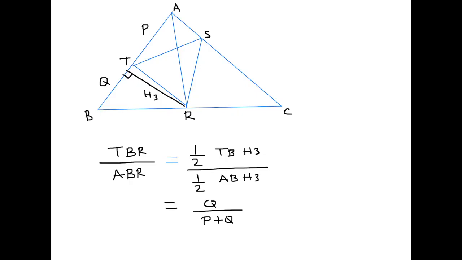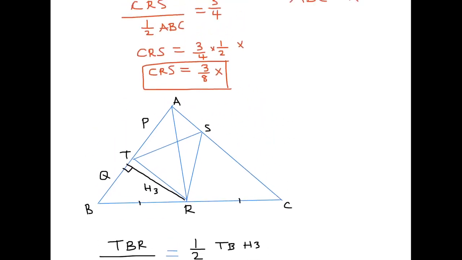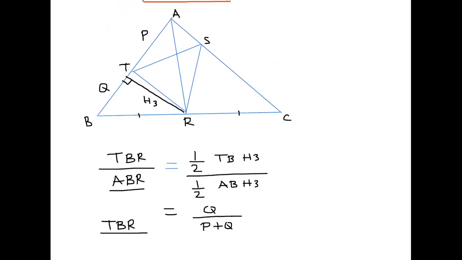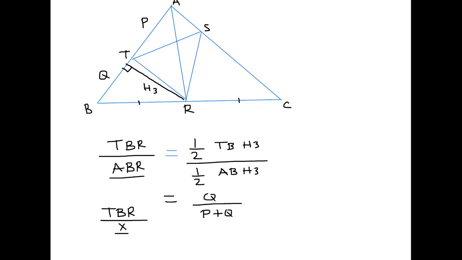Now, ABR, this one right here, is just half of the total triangle, because this, if you recall, were equal. So this becomes TBR is equal to half of ABC. And we called ABC X. So this will basically be X over 2 is equal to Q over P plus Q.